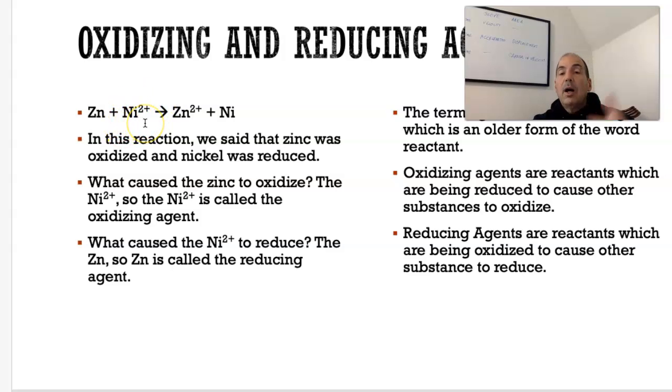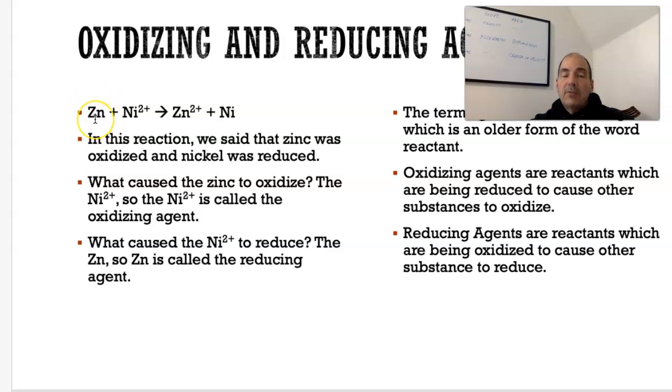Specifically the nickel 2 ions, or nickel 2 chloride, depending on what we were told that we had. The reducing agent is a thing that causes something else to reduce. It is not reduced, it causes it. So if nickel is being reduced, what caused it to reduce? Zinc. So the term goes almost opposite of what's going on.